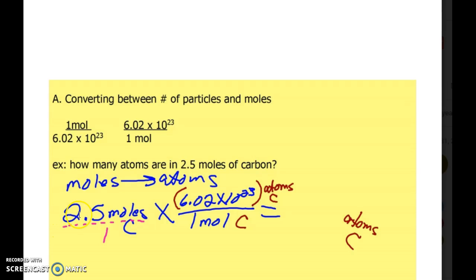I'm going to take 2.5 times 6.02 times 10 to the 23rd. I have to put this in parentheses so that my calculator knows that this is just 1 number. So I multiply those 2 numbers, and then I divide by 1 times 1, which is just 1, and calculate that out.